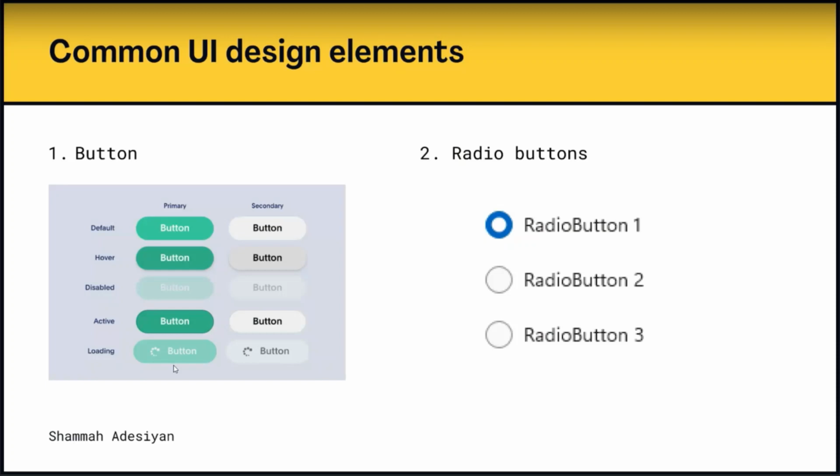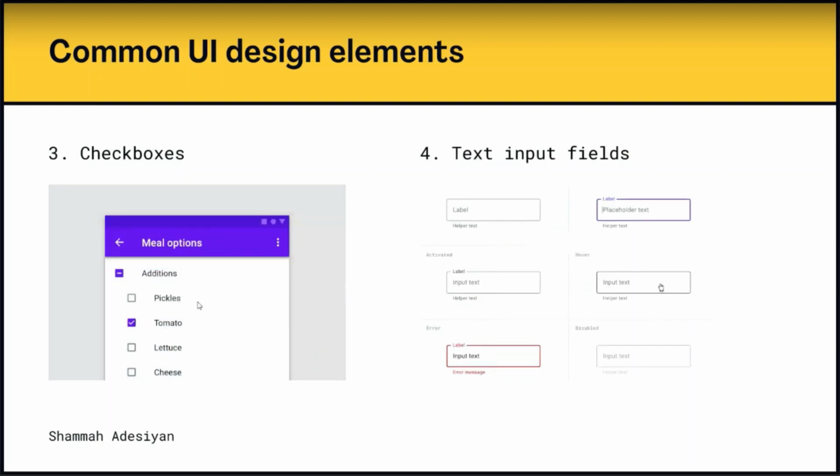So another one is radio buttons. Radio buttons allow users to select one option, just one, from a list of choices. Now I'm going to show you checkboxes. Yes, checkboxes allow you to select one or more options from a list of choices. That's the difference between radio and checkboxes. Radio buttons allow you to select just one. Checkboxes allow you to select multiple from a list.